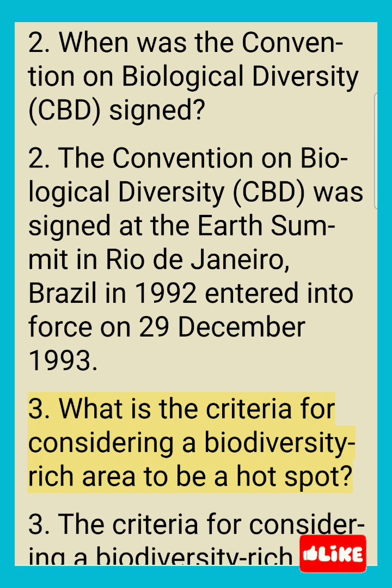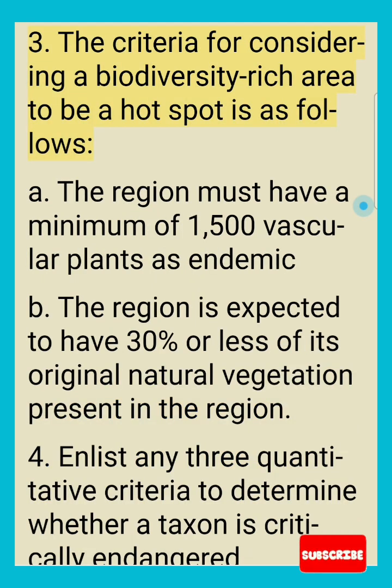3. What is the criteria for considering a biodiversity-rich area to be a hotspot? The criteria for considering a biodiversity-rich area to be a hotspot is as follows. A. The region must have a minimum of 1,500 vascular plants as endemic. B. The region is expected to have 30% or less of its original natural vegetation present in the region.